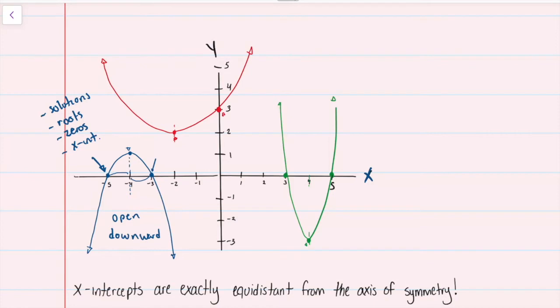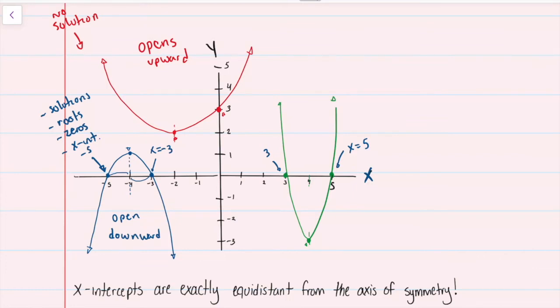In this case, my x-intercept is -5. I have another x-intercept, another zero, another root, or another solution when x equals -3. Same thing here: when x equals 3 and when x equals 5. These are all solutions to parabolas. Now notice the red one, it's never going to cross the x-axis because it's opening upward. Therefore, what do you think this is going to have? You guessed it, no solution, because it's never going to cross.